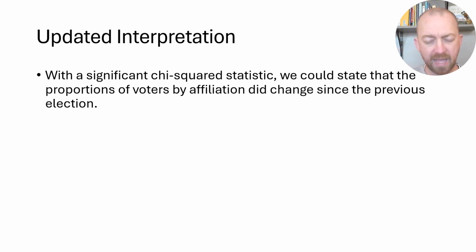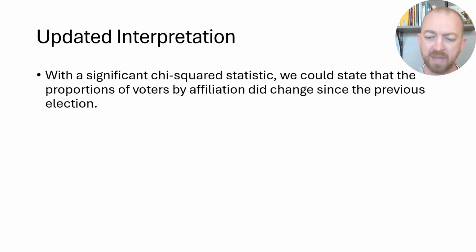Okay, so when we had the statistically significant chi-squared value, we already knew that what we saw actually differed meaningfully from what we expected to see if the null hypothesis were true. And our null hypothesis was that we were going to see Democrats and Republicans and other affiliations in the same proportions as we saw in the previous election in this election. So of course now we can say that was not true.